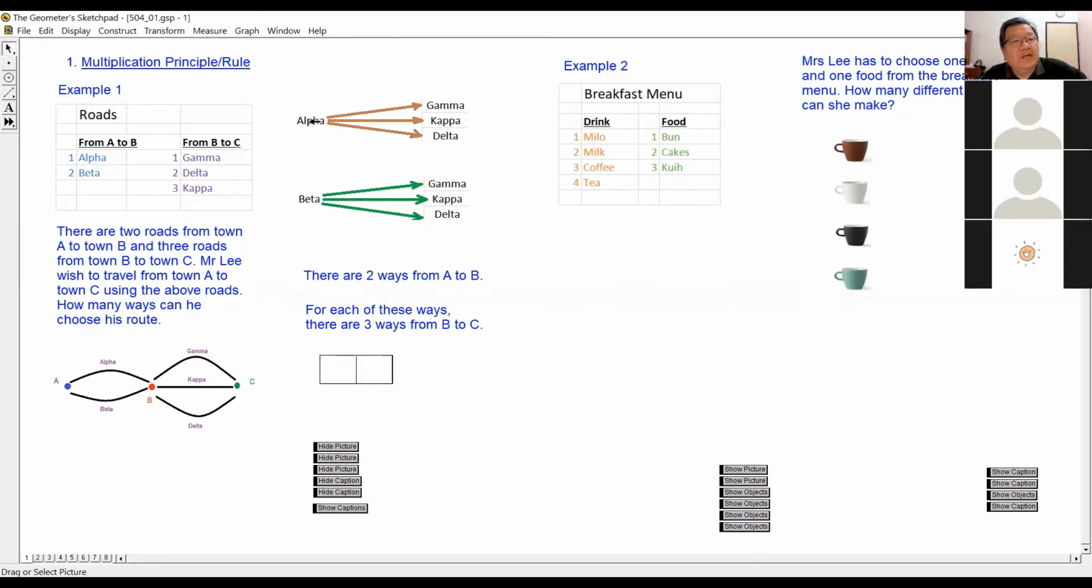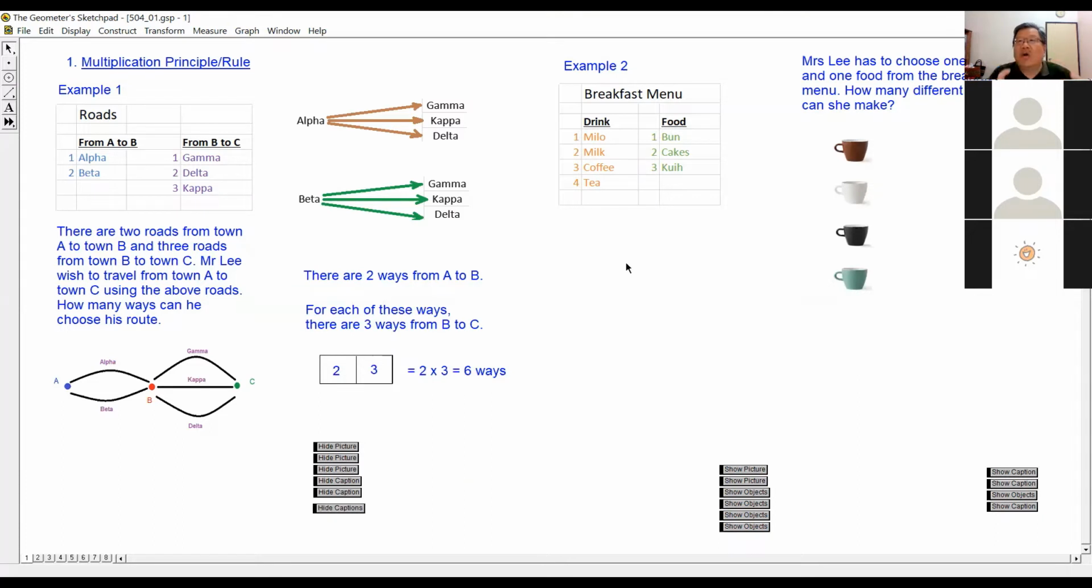Now why six ways? Because for the first road alpha, you have three ways. For beta, you have another three ways. So how many three ways are there? There are two three ways, that means 2 times 3. So 2 times 3 is how much? 6 ways.